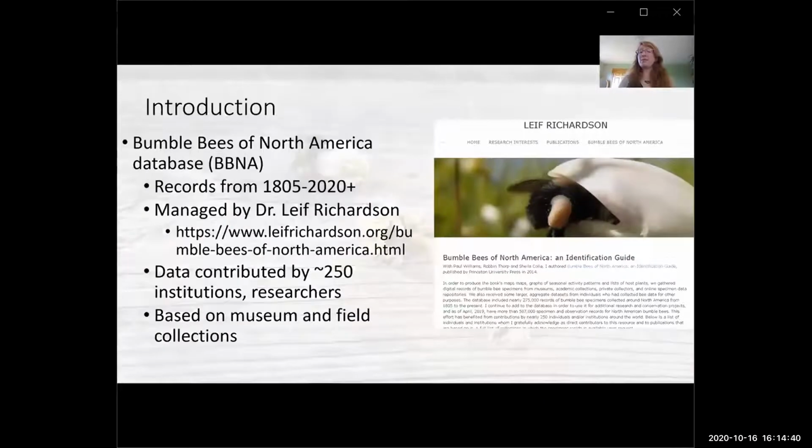The Bumblebees in North America database is the main one I'll be comparing to. It dates back to the early 1800s, which is based on museum specimens, as well as most recently field collection. Data has been contributed by over 250 different institutions and researchers, and it's managed by Dr. Lee Richardson.